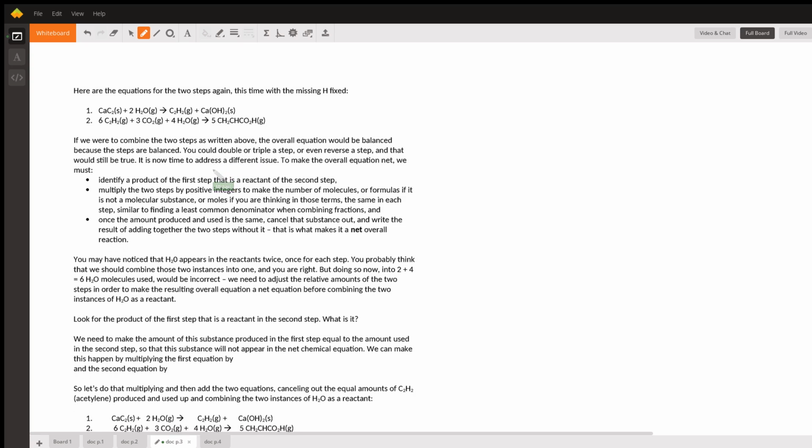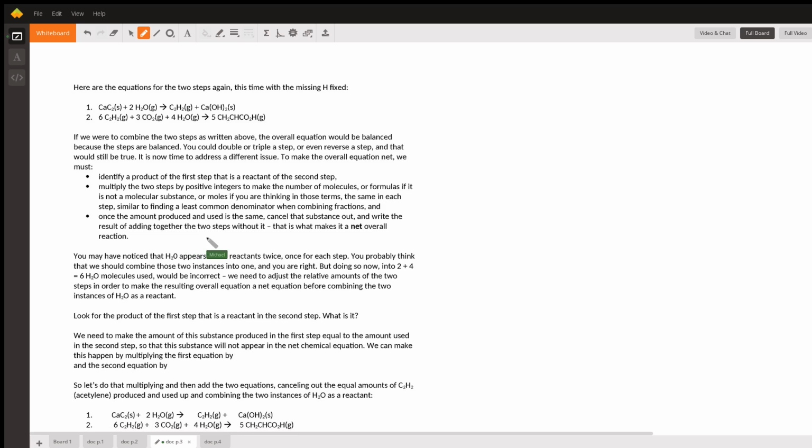What the net equation is about is first identifying something that's a product of the first step and a reactant in the second step. In the second, then here it is, acetylene here, C2H2. Second, we need to multiply the two steps by positive integers so that the amount produced in this step and used in this step is the same, so that we can cancel that out. That's what's going to make it a net equation. And once the amounts are the same, we cancel that substance out, add them up, and we're good.